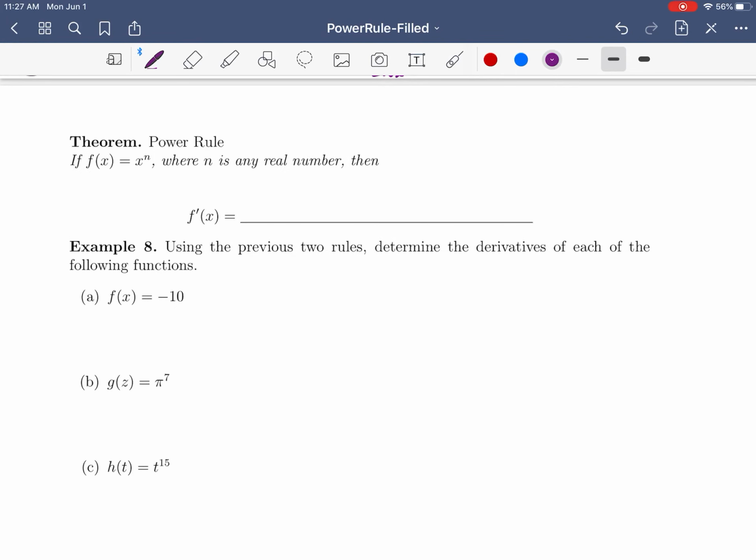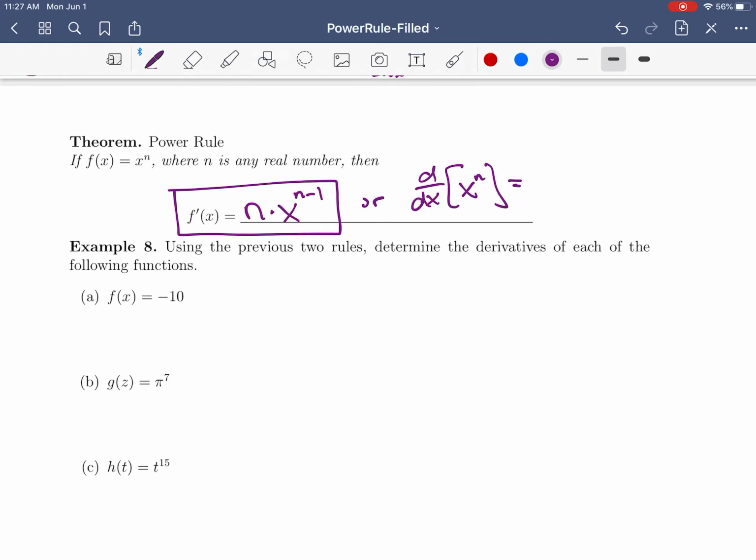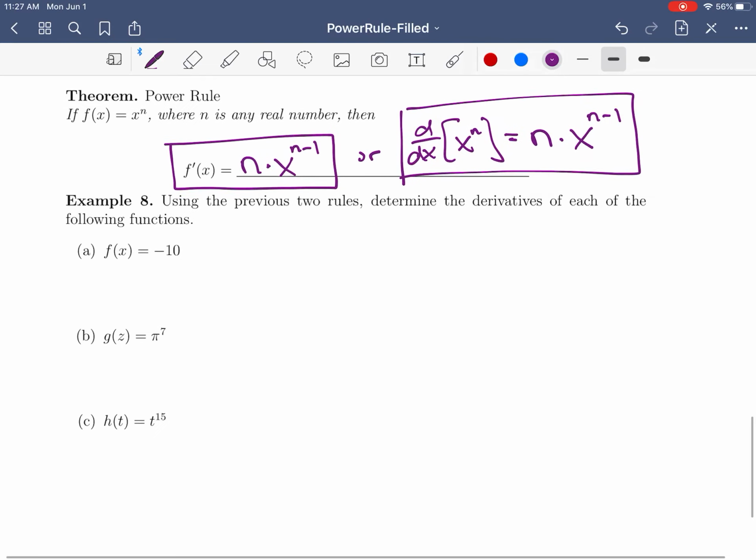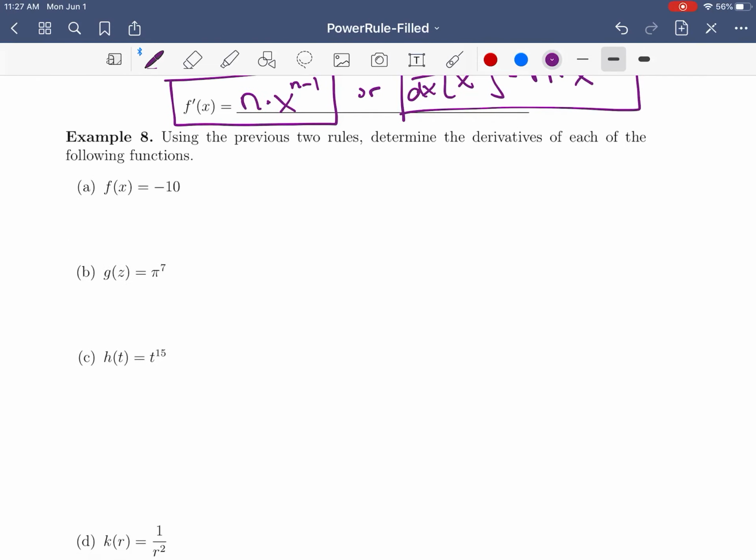So if you have a function where you have a power of x, so a power of your variable, where n is any real number. So we only did it for integers and then one fraction, but n could actually be any real number. Then when you take the derivative, it's going to be n x to the n minus 1. So the other way to write this, d by dx of x to the n is n times x to the power 1 less than what it was, so n minus 1. So let's use this rule to compute some derivatives.